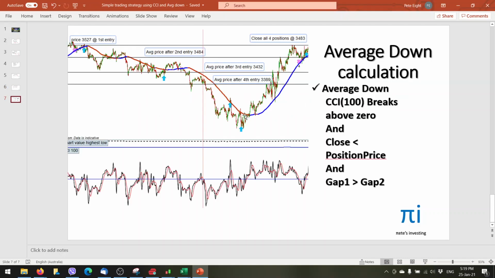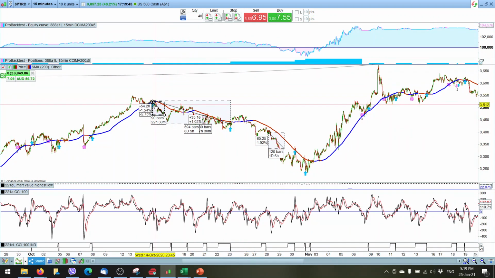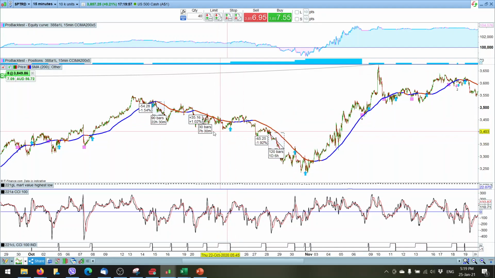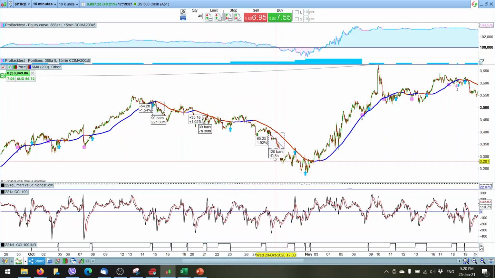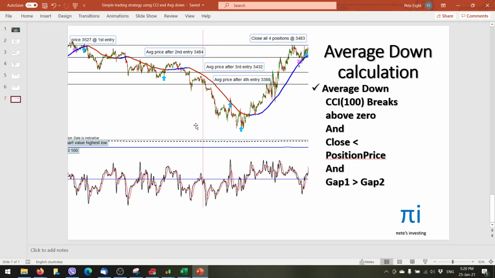Then we do a calculation. This is based on that chart I just showed you. In this example, we entered our first trade there. We entered our second trade there. Let me just get rid of some of these. Ruler. Let's clean it up a bit. So we entered our first trade there, our second trade there, and third and fourth trade before the price reversed. And this gives you an example of where those were.